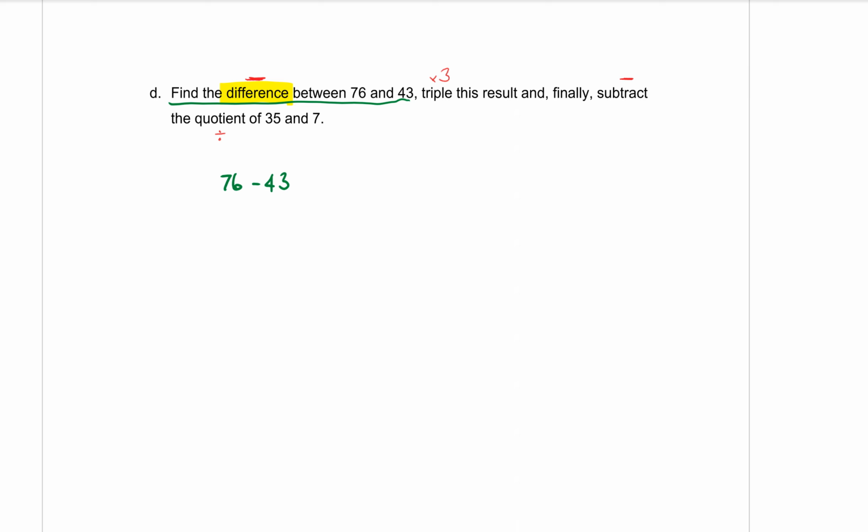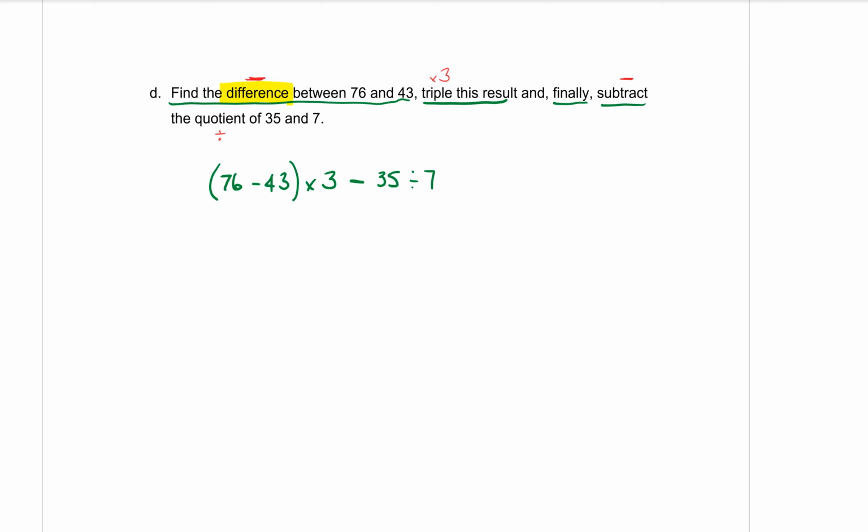Then it says, triple this result. Triple means to times something by 3. So what I want to do is take that, whatever that is, and I want to times it by 3. Okay? Finally, this is the next part, finally, subtract, okay, so I need a subtract sign, subtract the quotient, so I'm going to have to divide something, the quotient of 35 and 7. So I want 35 divided by 7. Whoa. Who did that in their head? Nobody? Maybe? Oh, a few people.